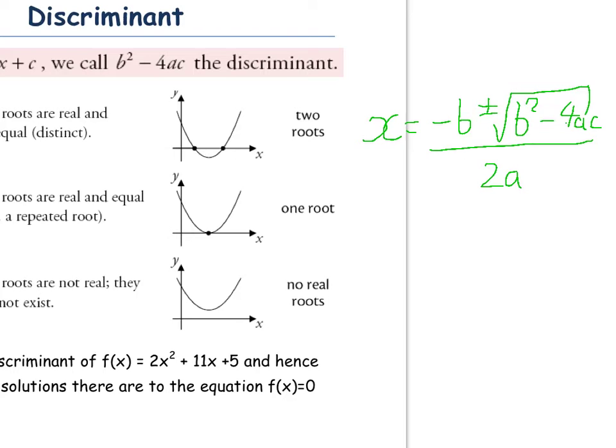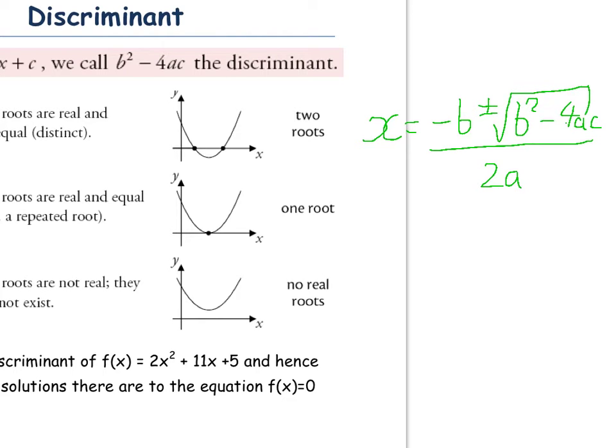Now you should notice that this expression is the same as this part inside the square root. The discriminant is used to find out how many roots a curve will have, and a root is how many times it crosses the x-axis. Looking at these three diagrams, on this top one there are two roots because it crosses the x-axis twice. On this one there's only one because it just touches the x-axis, and we say there's one repeated root. And on this last one there are no roots because it doesn't cross the x-axis.